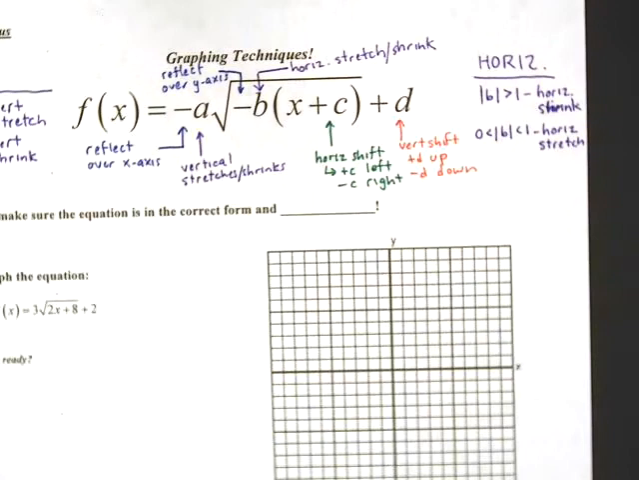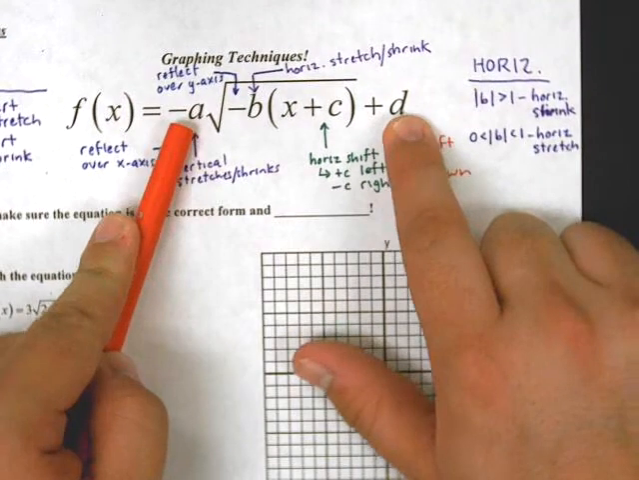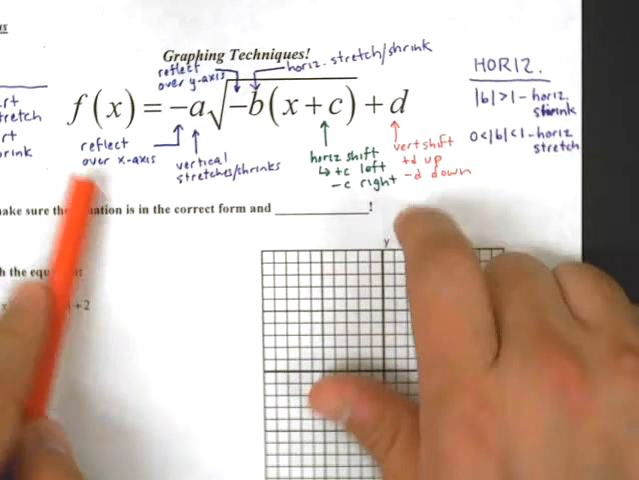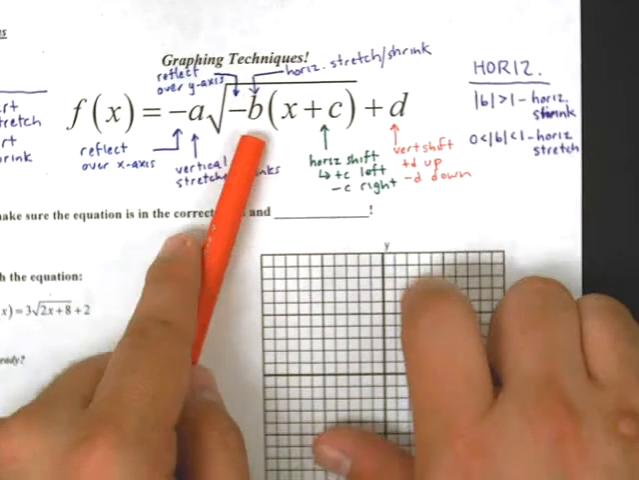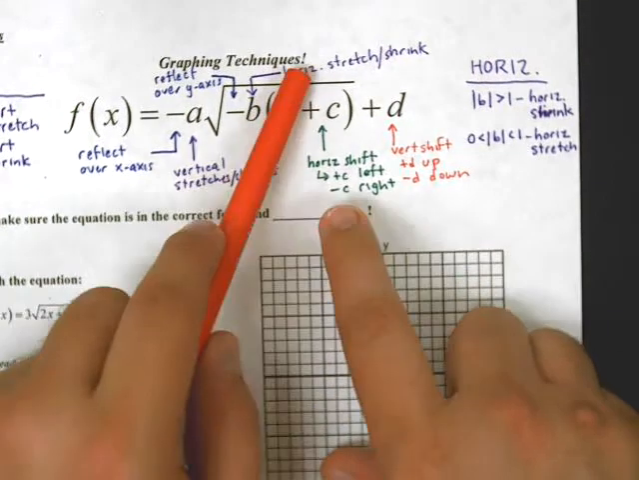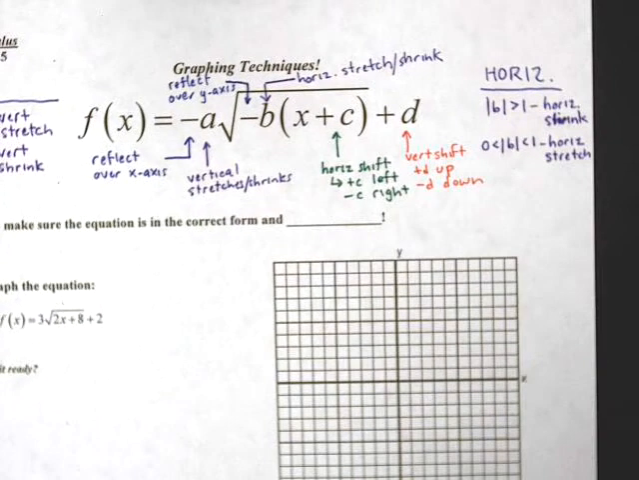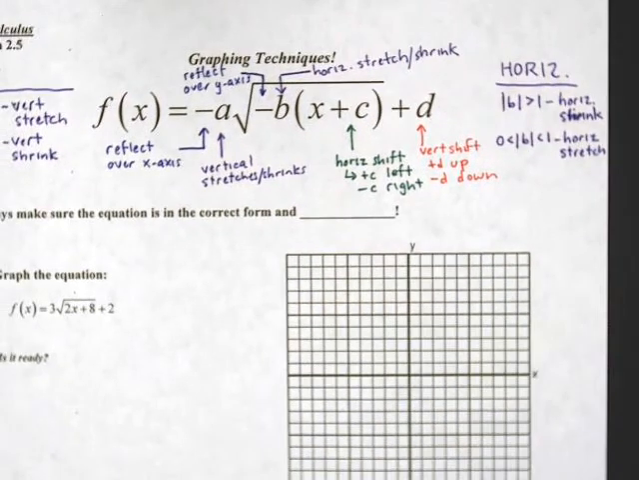So the big takeaways here, and I know I've said it over and over, a and d are outside the function. They have everything to do with vertical. And then b and c are inside the function. They have everything to do with, you guessed it, the horizontal, the x-axis.